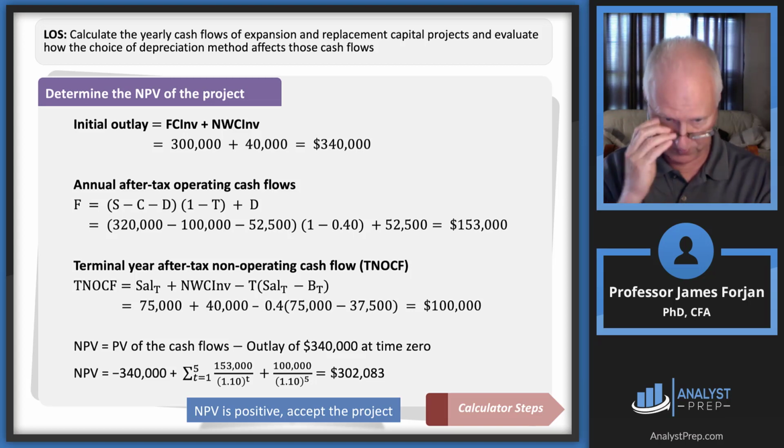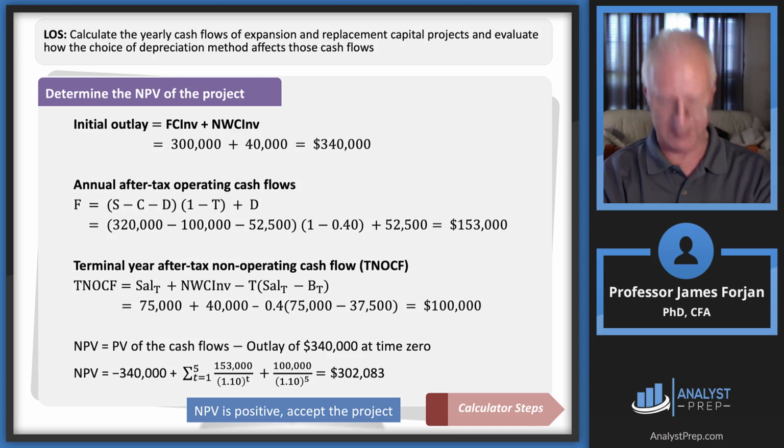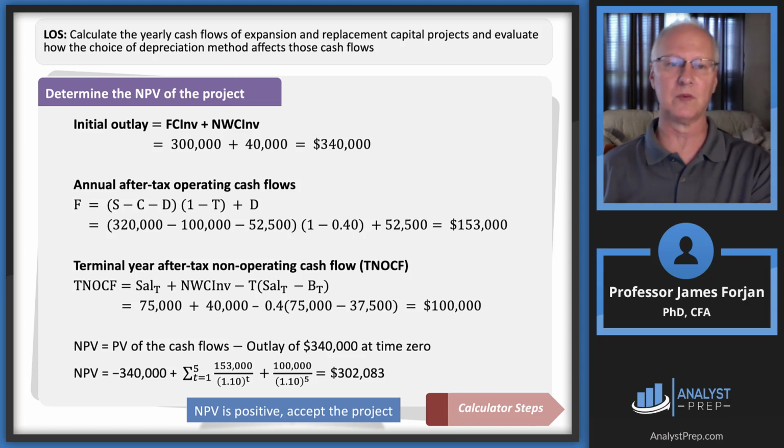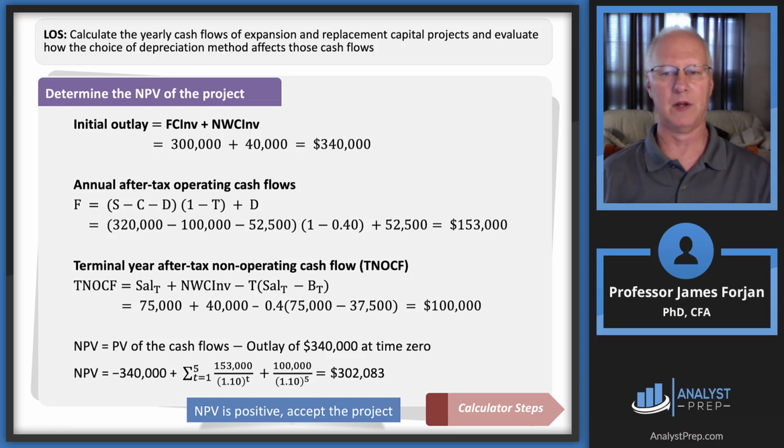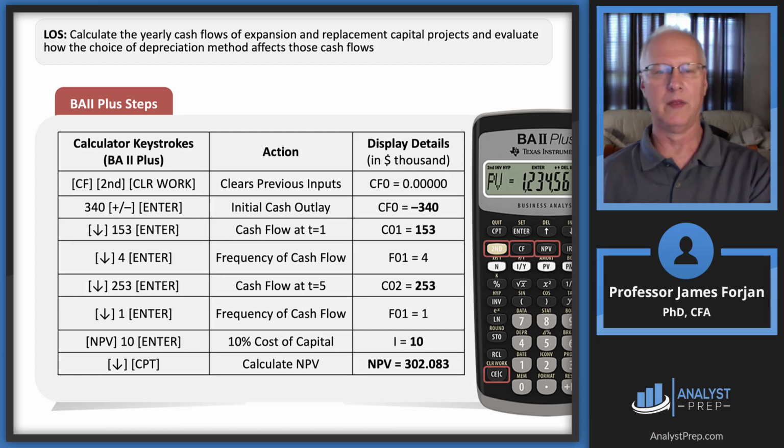So then just do 340 as our initial cost, add that, and you get the 302,083. That's the simplest way to do this kind of a problem. And this is similar to the problem shown in the reading. So I would probably know that shortcut. Although here in the next slide, we put together the BA2 plus.